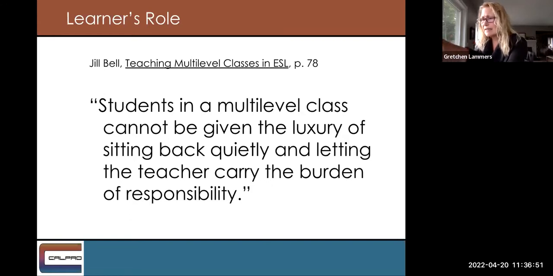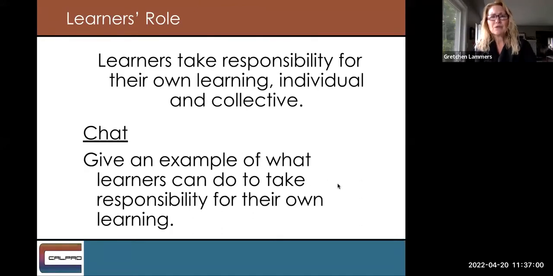So providing opportunities for learners to be responsible for their own learning, individually and collectively, is extremely important. So in the chat, again, I'm going to pick your brains. Would you please give an example of something that a learner can do to take responsibility for their own learning? So back to the chat you go.